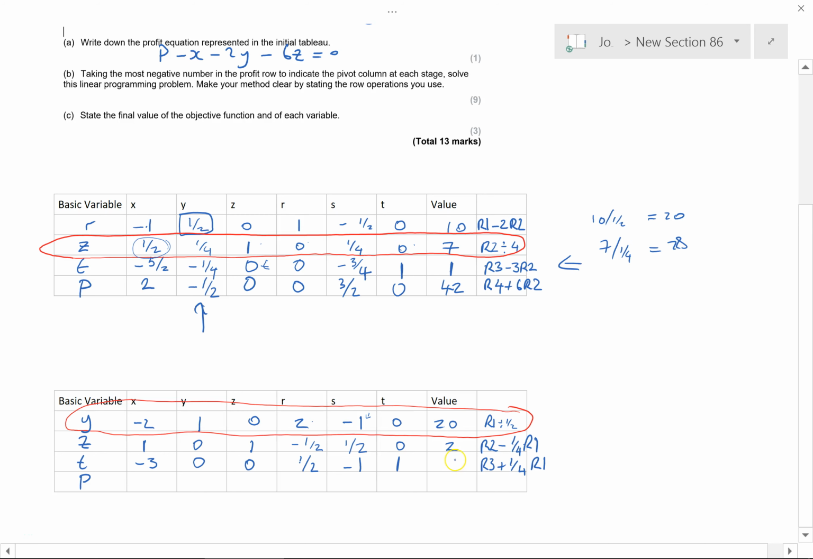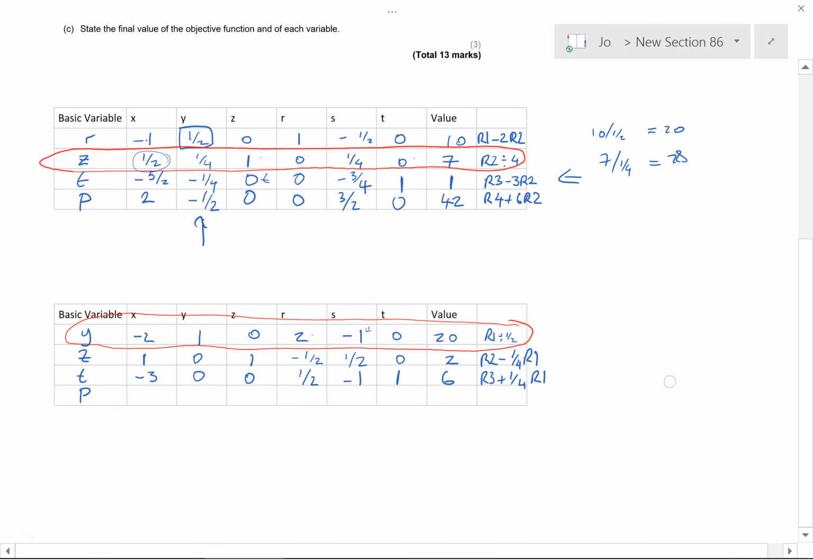And now the number in the value column is equal to 1 from before, plus a quarter times 20. A quarter times 20 is 5, so that's 1 plus 5, which is 6. We're nearly there, just one more row to do.